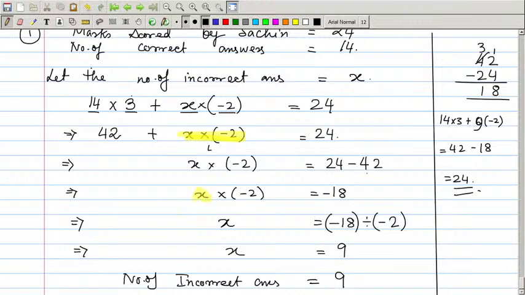Same with question number 6 sub part 2. So 6 sub part 2 can be for homework. Okay.